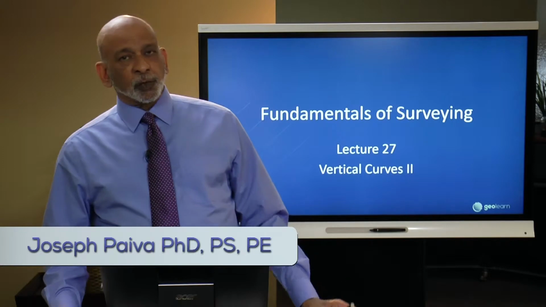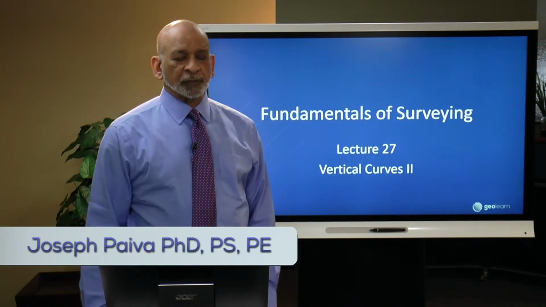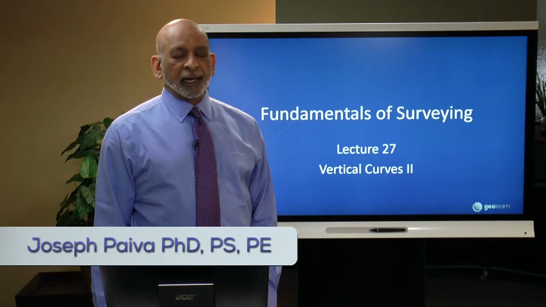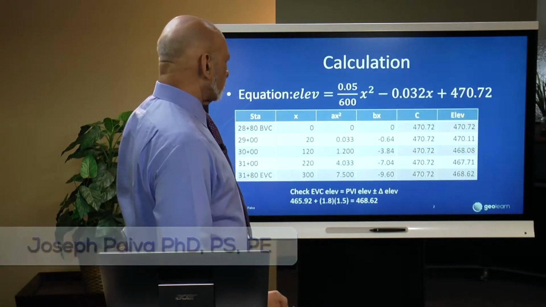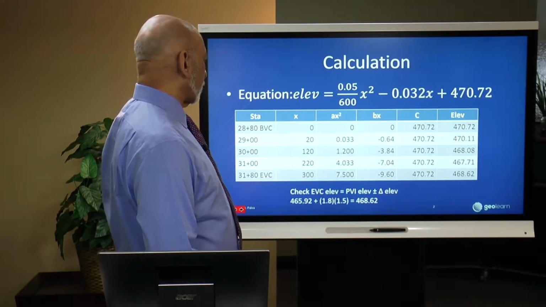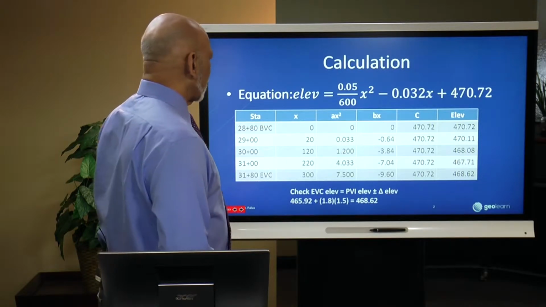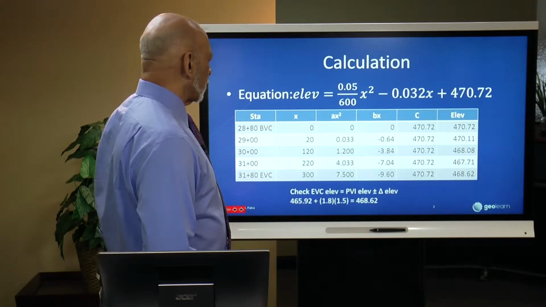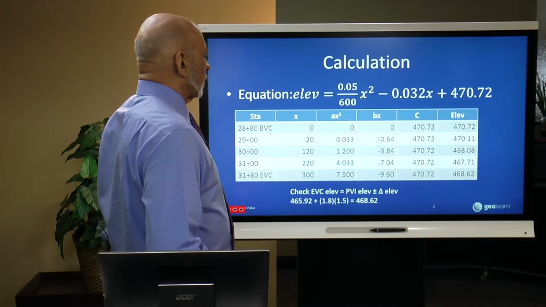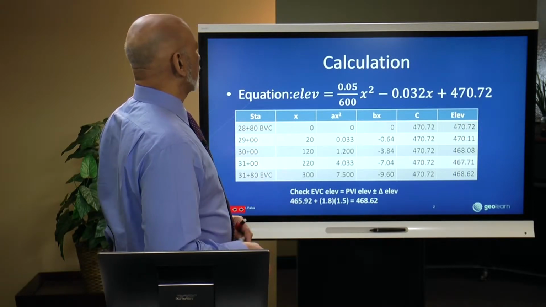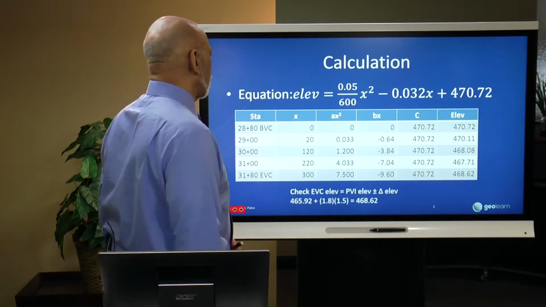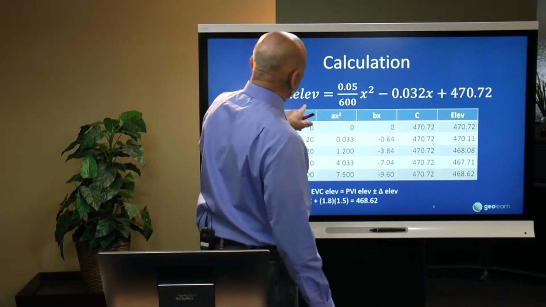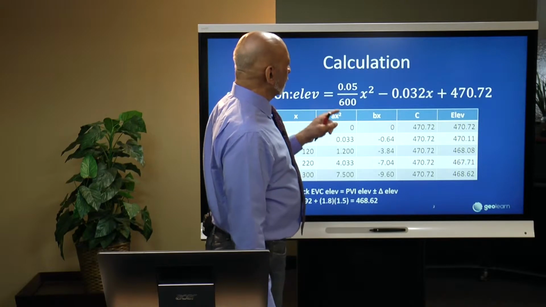This is lecture 27 from Fundamentals of Surveying, and this is the second and last lecture on the topic of vertical curves. If you remember, in the last lecture, we used the general equation for the parabola, which has been modified for our purposes so that y equals the elevation on the curve.